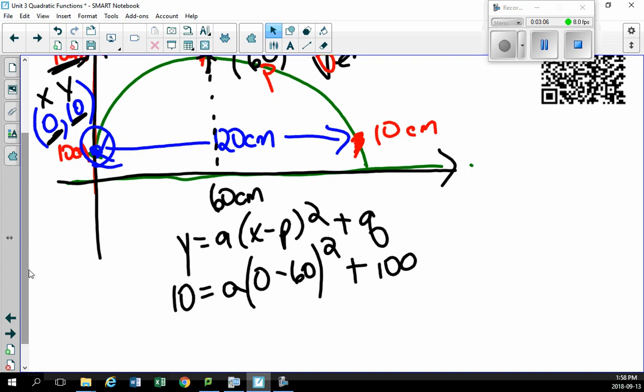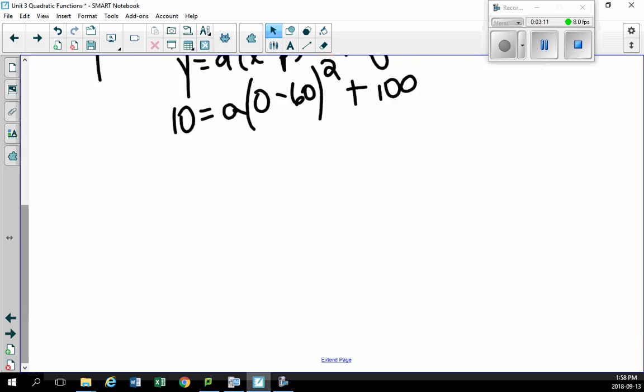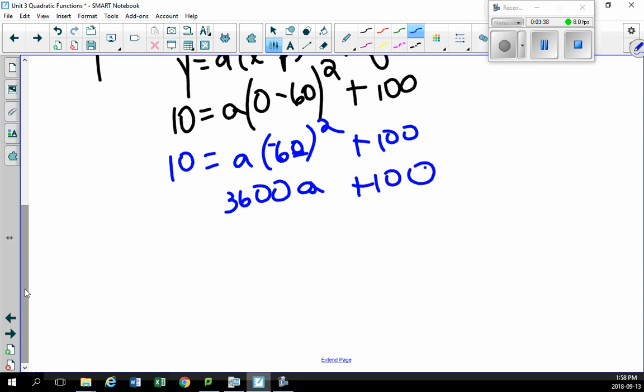Excellent. All right, so let's find that a value out right now. So I'm going to extend this a little bit. Okay, so let's start solving this. This is 10 equals a(0 minus 60) squared plus 100. 0 minus 60 is negative 60. It doesn't matter once you square it, it becomes a positive number. And you know and I know that 60 squared, well, 6 squared is 36, but being that it's squared, there's 2 more zeros. So you got 3600a plus 100 equals 10.